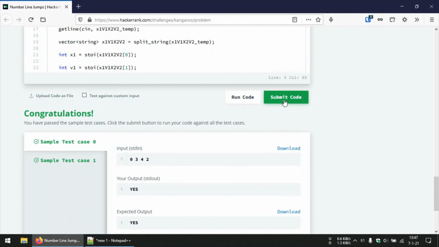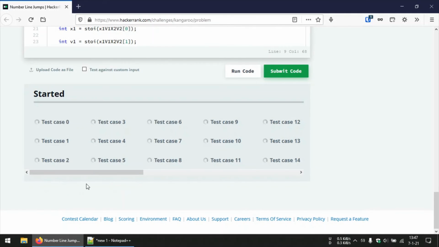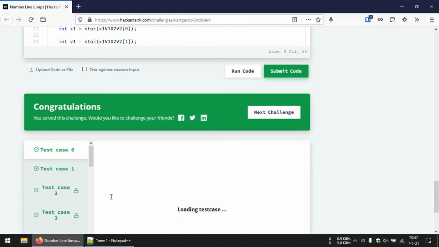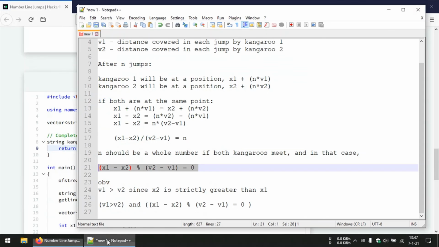Okay, good. Let's submit the code. So it worked fine. Essentially in this problem, we check for this condition, and if this is satisfied, then we know that both kangaroos will meet at a certain point.